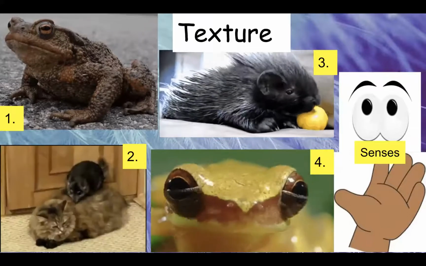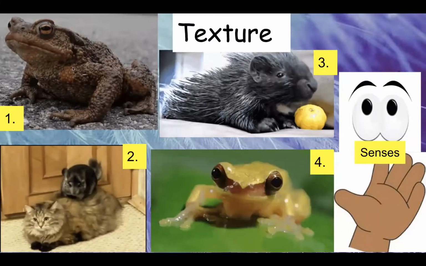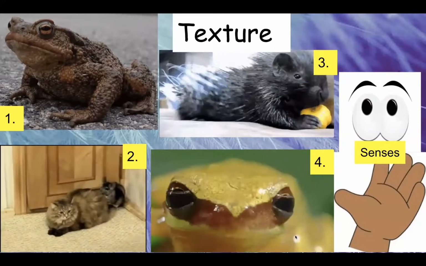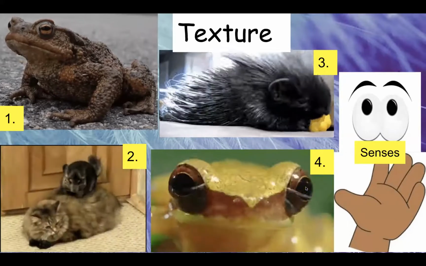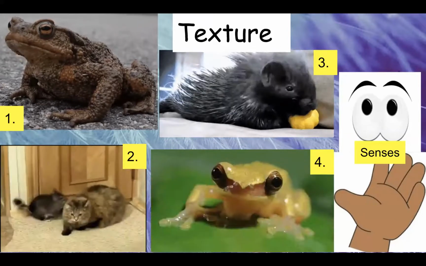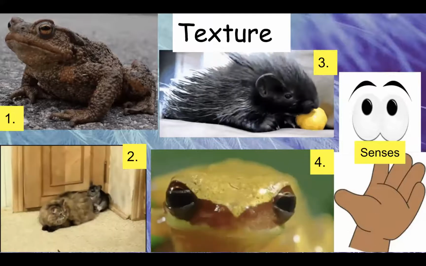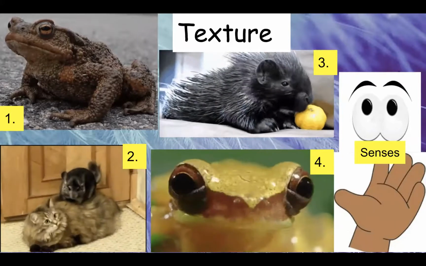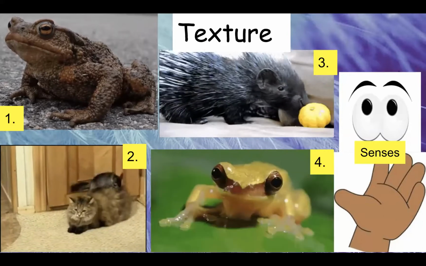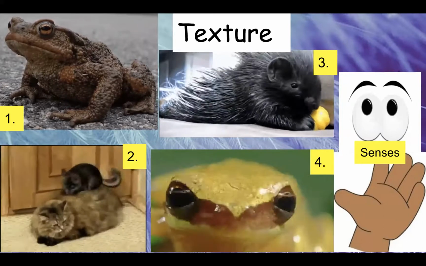We have 4 animals on the screen: animal number 1, animal 2, animal 3, and animal 4. I'm going to give you guys some texture words, and you're going to try and guess which animal has that texture. Now, technically, we can use our hands to help us determine texture, but since you guys can't be with us today, we're going to be using our eyes to help us determine texture.